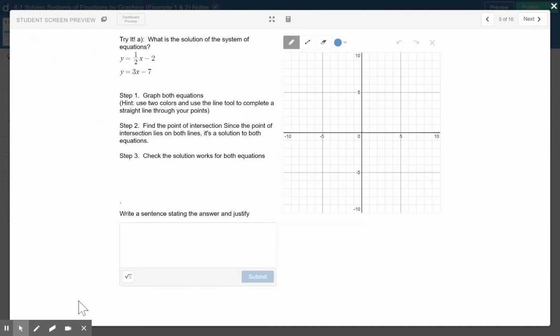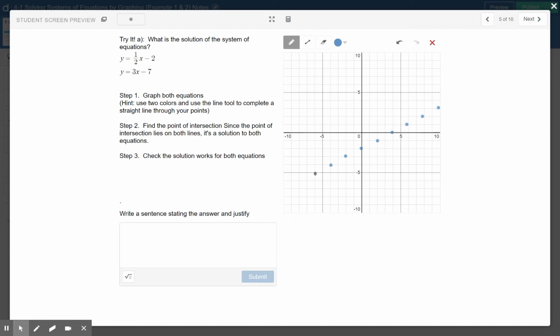Now the second equation is going to be the same. So I have y equals -1, I'm sorry, the second problem. So y equals 1/2 x minus 2. So I'm going to begin at -2, and then I'm going to go up 1, right 2. And I'm going to keep doing the slope over and over again. And then I'm going to do the opposite.